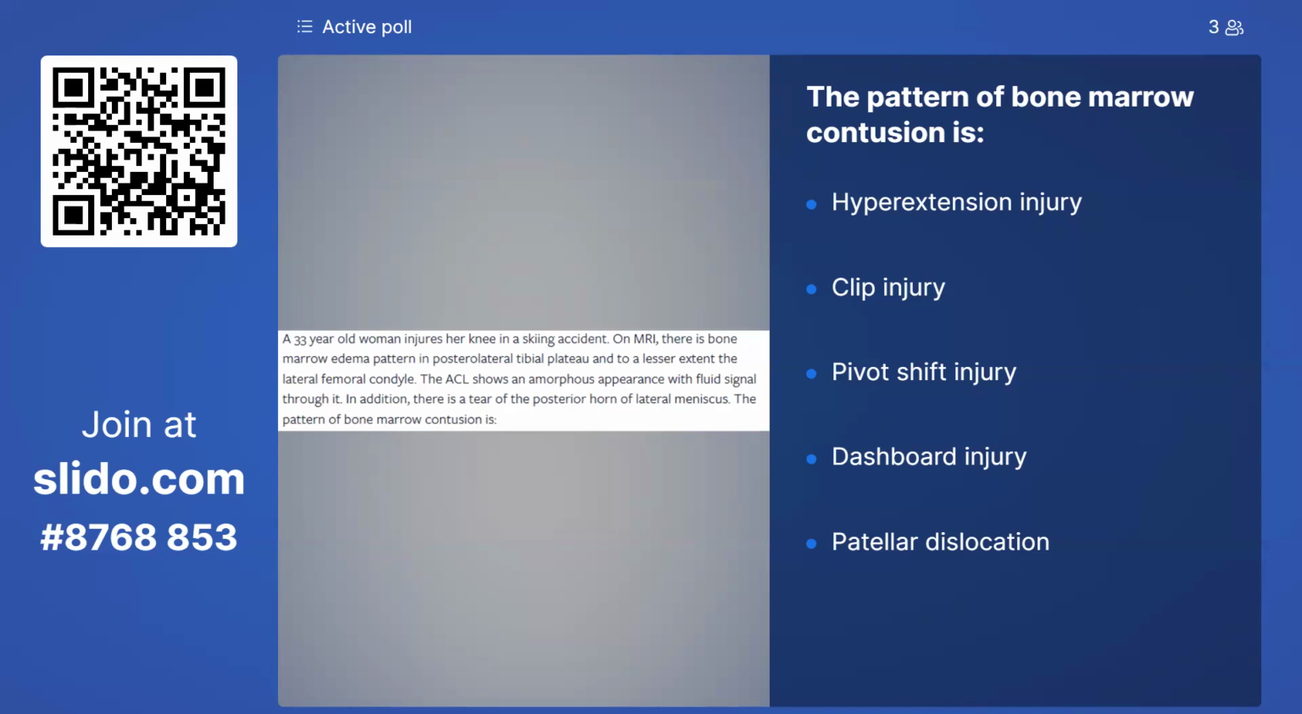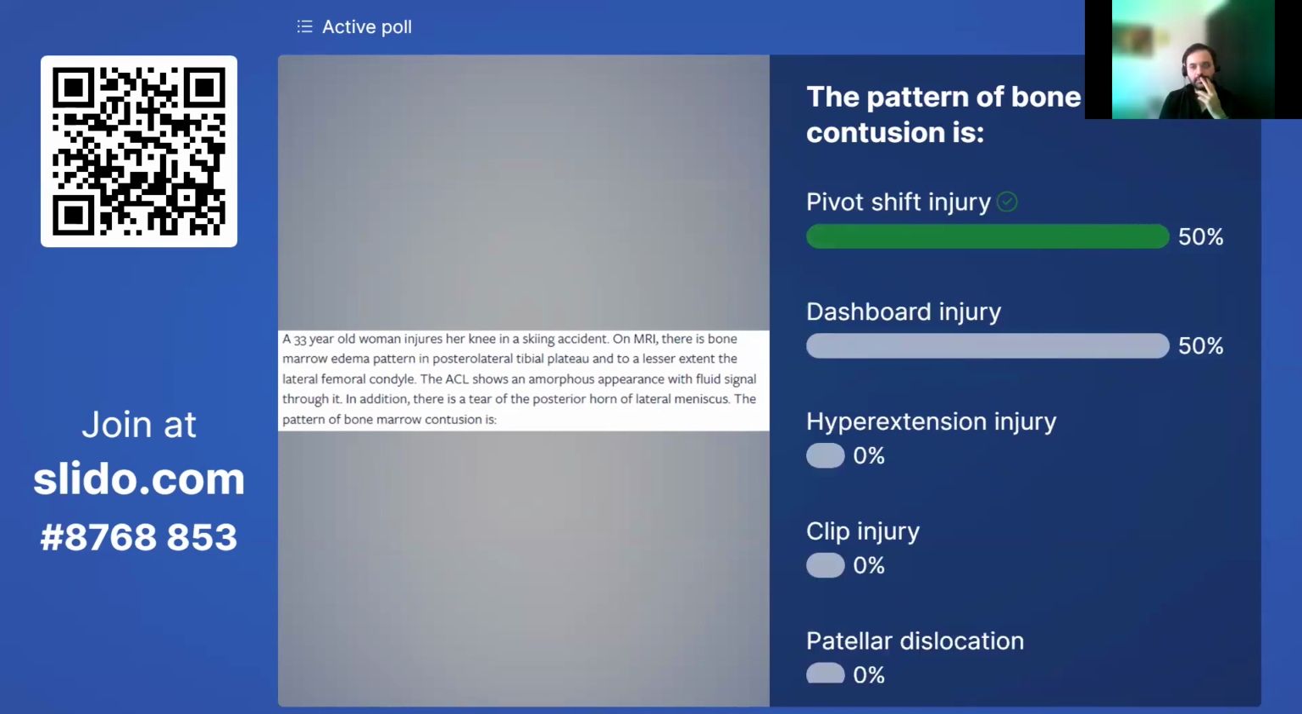I've gone for a dashboard injury, just because I feel like with the hyperextension injury you'd also get bone marrow edema in the patella. Right. Clip injury, possibly. Okay. No worries. So I don't know on this one, unfortunately. No worries, we'll sort this out in the explanation. So let me quickly go to the polling. All right. So pivot shift and dashboard.